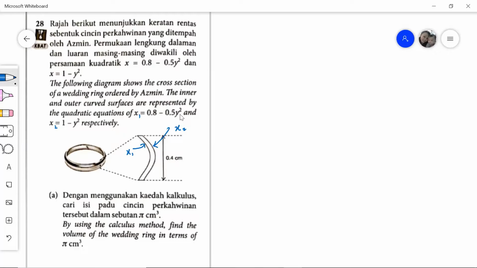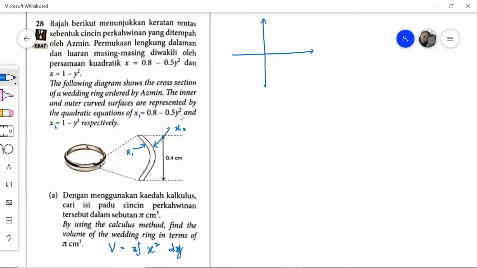In calculus, we know that volume will involve pi, and since the equations are given in terms of y, let's revolve it about the y-axis. So we have to make x squared the subject. So this is the calculus method. But let's get a better idea of this when we draw it on the Cartesian plane.